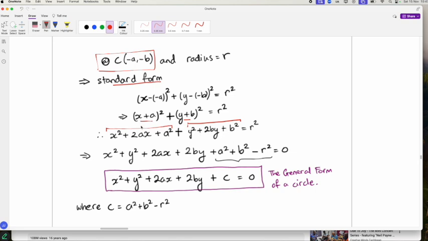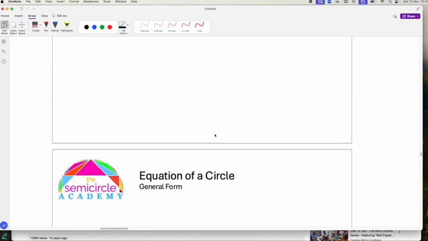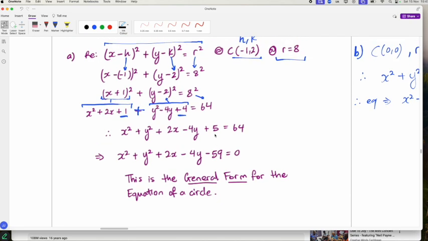Right? Note these little things. You see this 2ax? Note that. Note 2by. Note that, because if you look at this equation here, notice how this here is 2x. I know that 2ax is 2x, and so immediately I can see that a is 1.